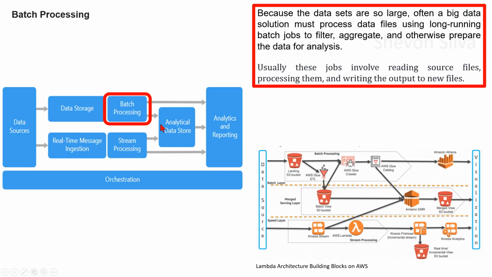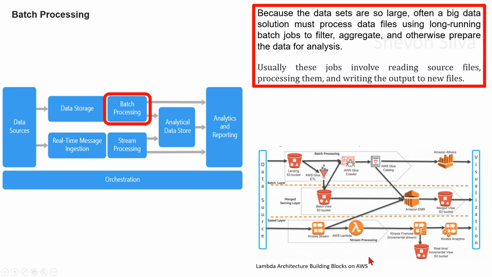We are now focusing on batch processing. Because the data sets are so large, often a big data solution must process data files using long-running batch jobs to filter, aggregate, and otherwise prepare the data for analysis. Usually, these jobs involve reading data source files, processing them, and writing the output to new files.